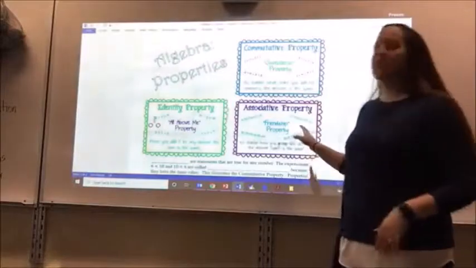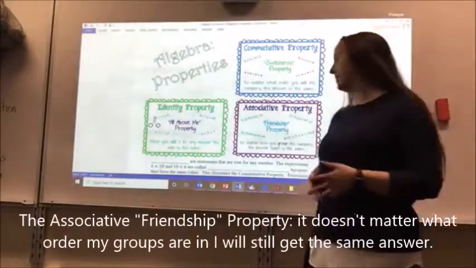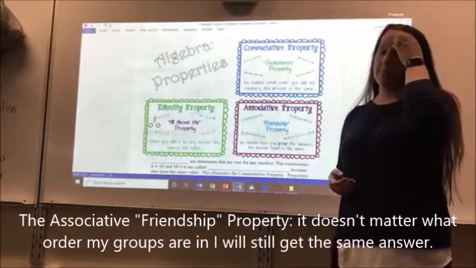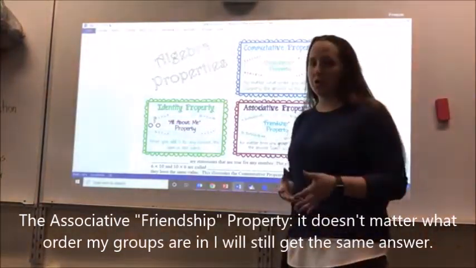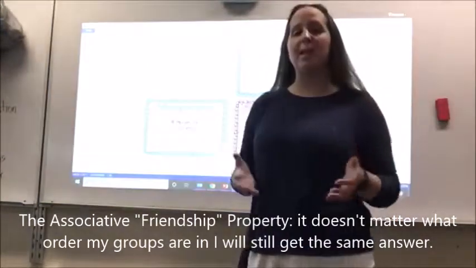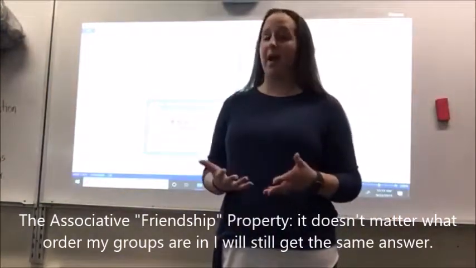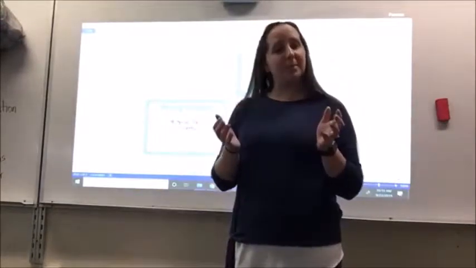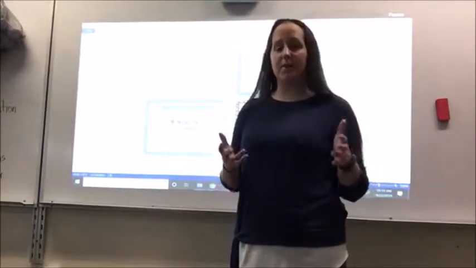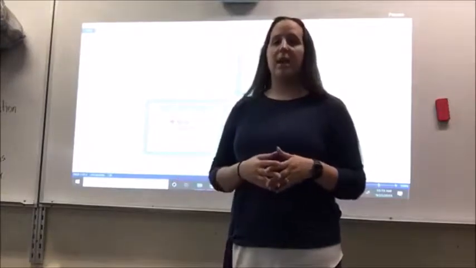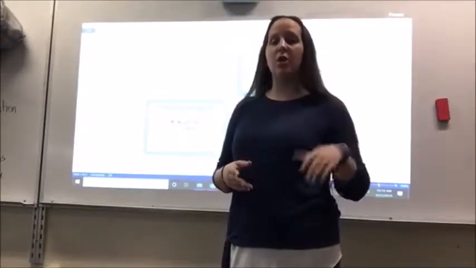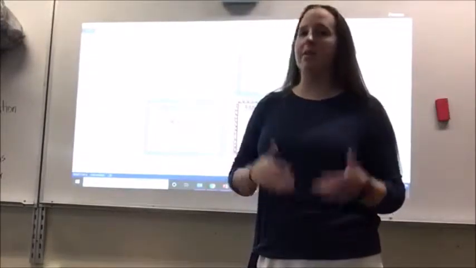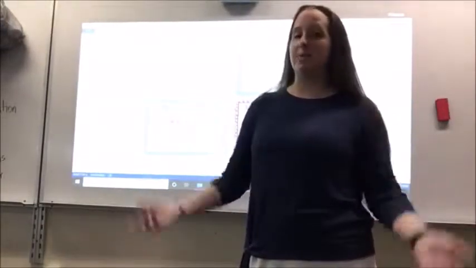The associative property is the friendship property. No matter how you group the numbers, your answer will still be the same. Usually you'll use the associative property if you have a grouping symbol, like parentheses or a bracket. You might have something like the quantity 2 plus 3 plus 4. That's the same thing as saying 2 plus the quantity 3 plus 4. Doesn't matter which order you do them in, they're the friendship property. They'll still end up being the same answer.